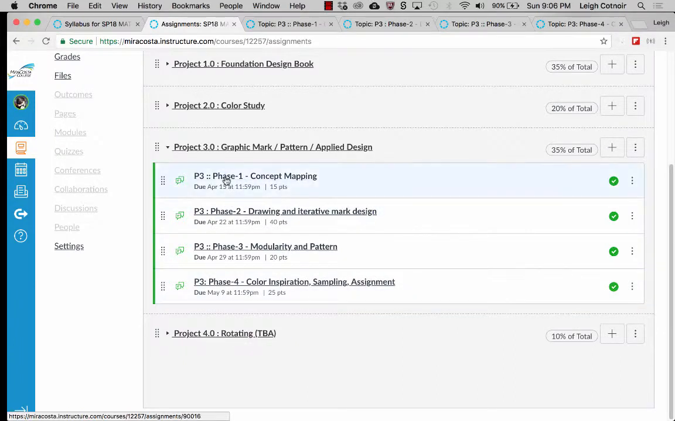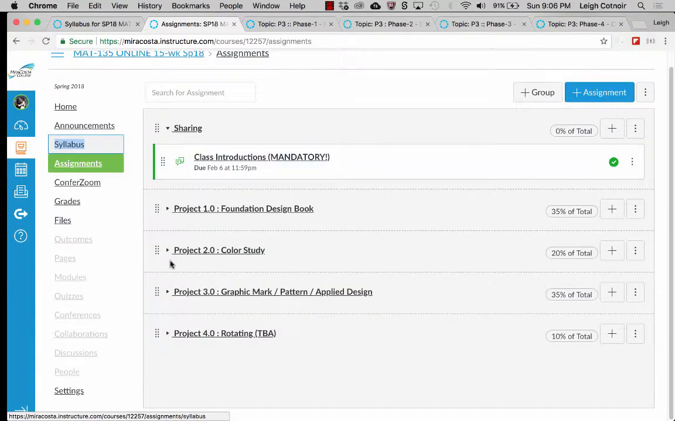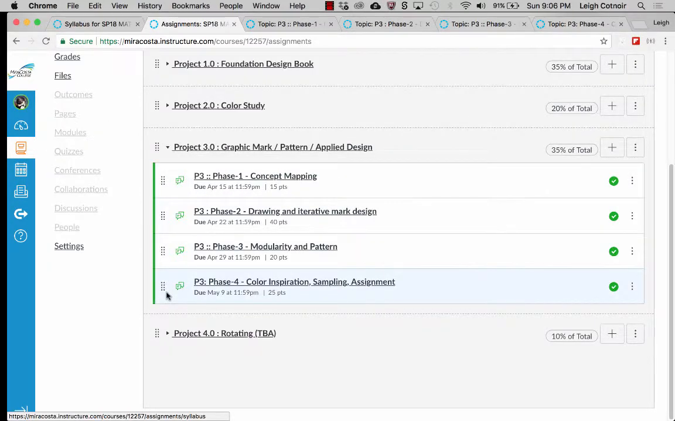different phases of the assignment, you'll see that there are 4 different phases. We've got phase 1, which is called concept mapping. That is a discrete assignment. It's worth 15 points out of the total 100 that are available for project 3, because you'll see that these are all grouped inside. If I collapse that and open it back up, you'll see that they're all grouped inside of this graphic mark pattern and applied design project. So the first one is concept mapping, where you're going to be coming up with a concept. I'll talk about that in a minute.